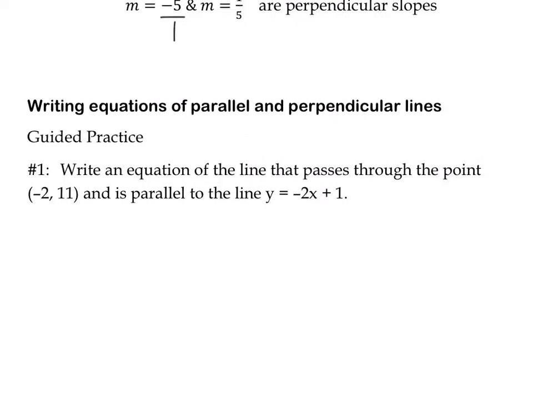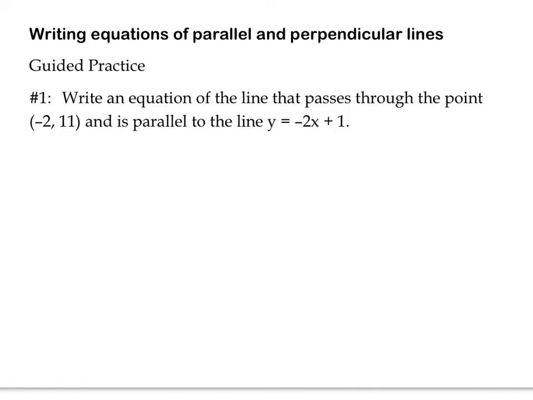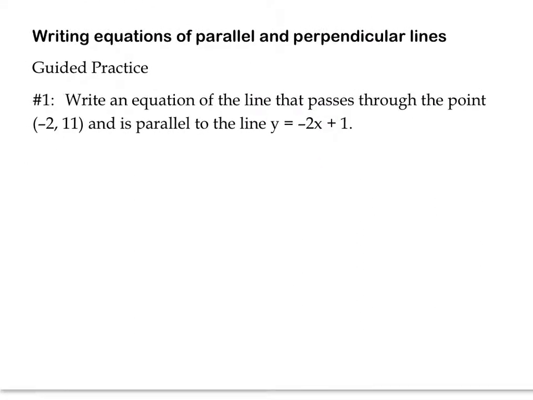If we want to write an equation of lines that are parallel or perpendicular to each other, we want to write first an equation of a line that passes through the point (-2, 11) and is parallel to y = -2x + 1. If it's parallel to the line y = -2x + 1, that means it has a slope of -2. This is just like we've seen previously where we have a slope and a point. We have the slope -2, we have the point (-2, 11), and we could write the equation of the line.